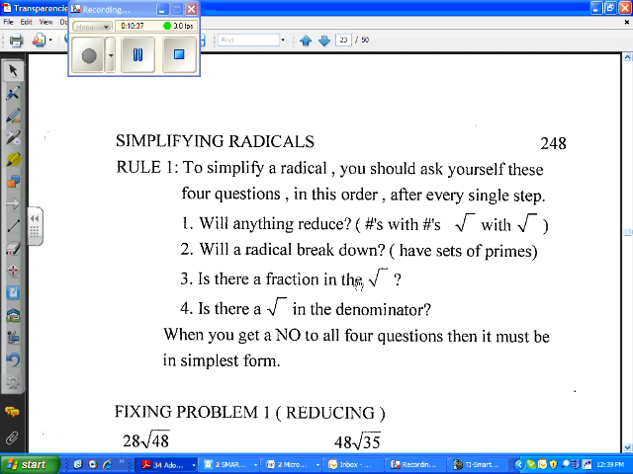Question 3, is there a fraction in the square root? You can't have a fraction in the square root. And question 4, is there a square root in the denominator? Or cube root in the denominator, or fourth root? When you get no to all 4 questions, then it must be in simplest form.